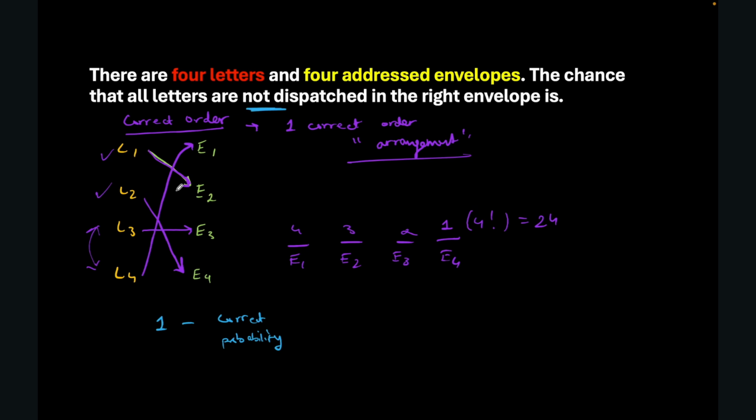But let's just assume that we're working in a random situation where we're not controlling anything. Everything is happening in a fair, probabilistic manner. So this is what our answer is supposed to be. Now what do we have? Well, we have 1 minus 1 by 24, giving us a final answer of 23 by 24. So the probability that the letters are not dispatched in the right envelope is 23 by 24. Again, this is all under the assumption that everything happens in a random fashion.